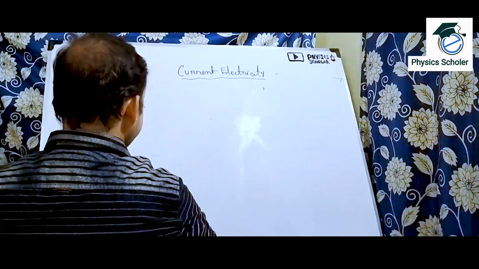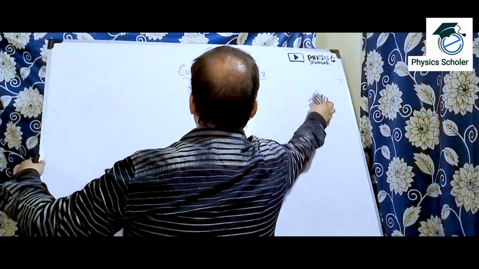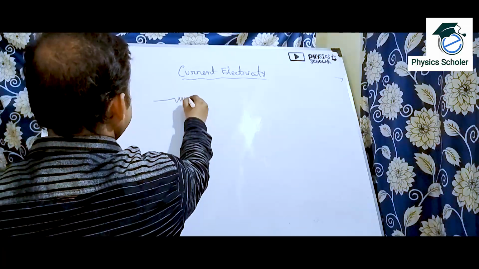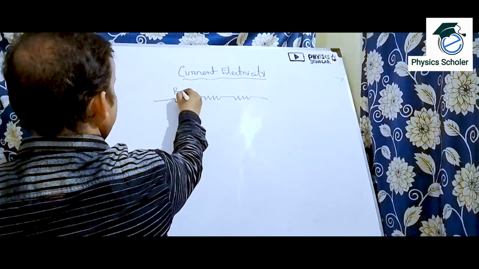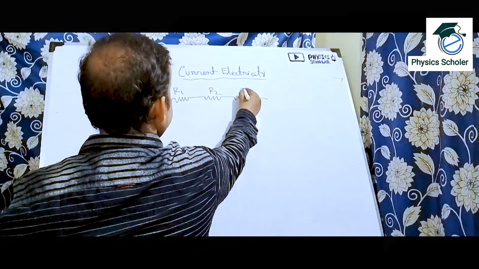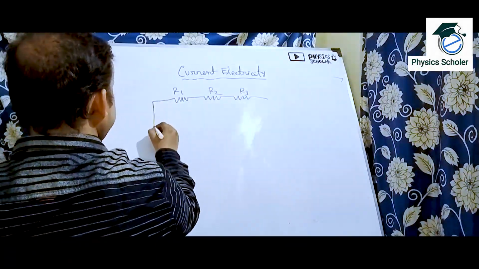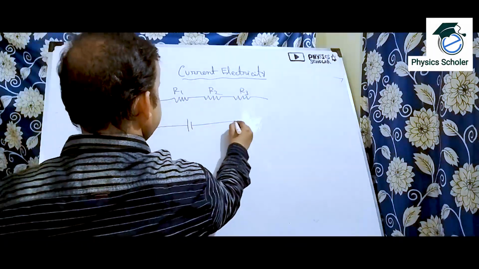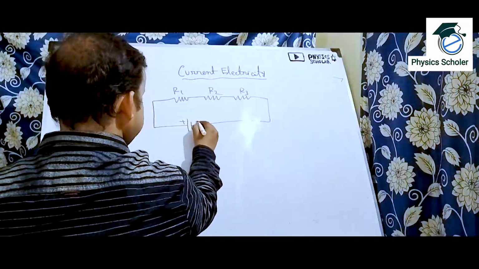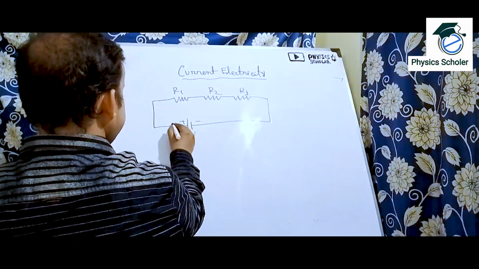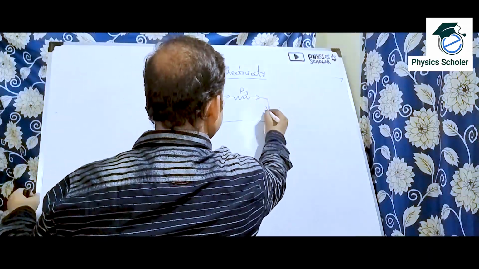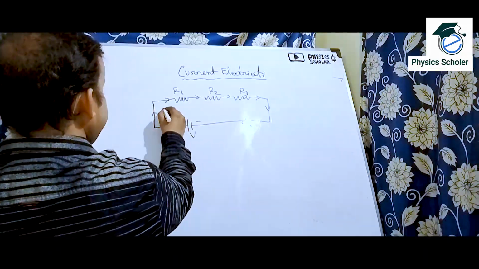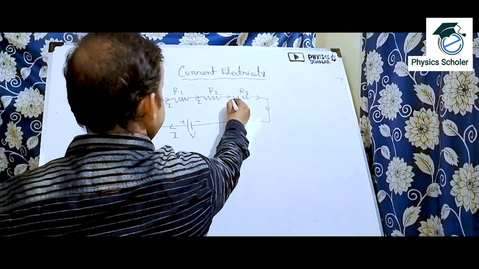So let me draw the same diagram for the 3 resistances. It is R1, R2, R3. 3 resistances I am taking. The battery, this is the plus sign, this is the minus sign. Okay, the current will flow in this direction. So the main current is I.